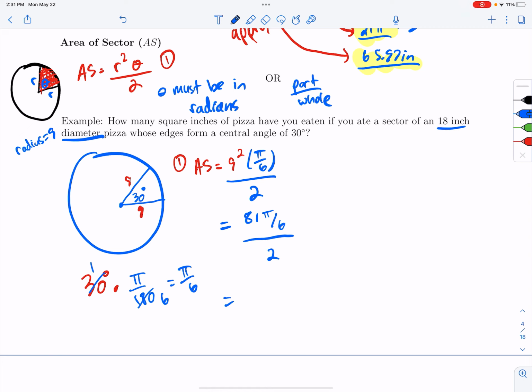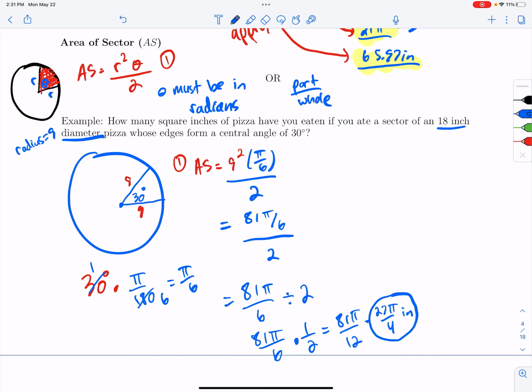A little fraction lesson for you. When I divide a fraction by something, that's the same as multiplying by the reciprocal. So 1 over 2. So I get 81 pi over 12. And that reduces to, I can divide those both by 3. That reduces to 27 pi over 4. And our unit is inches here. Okay, and I trust that you can type that into your calculator to get an approximate value. So 27 pi over 4 inches.